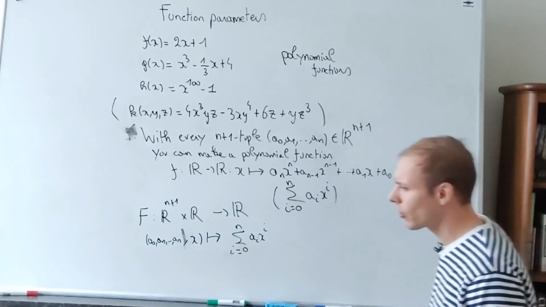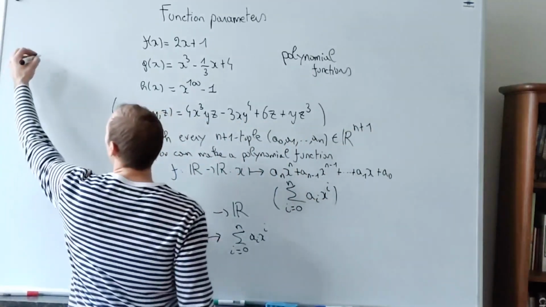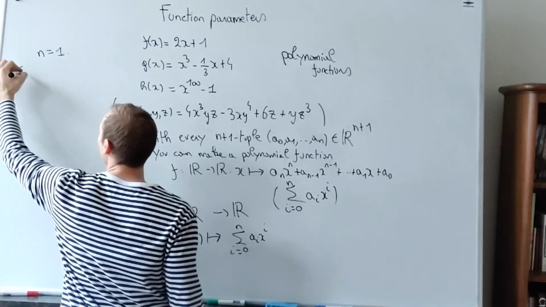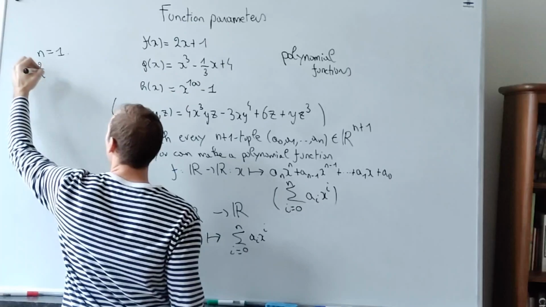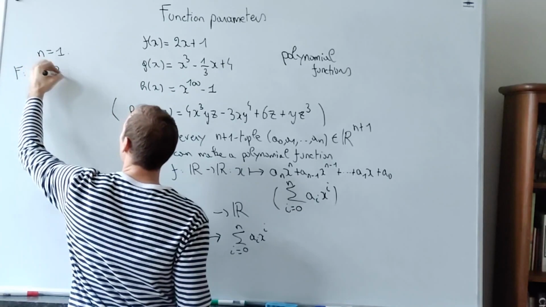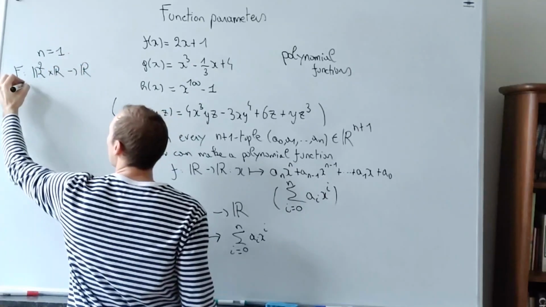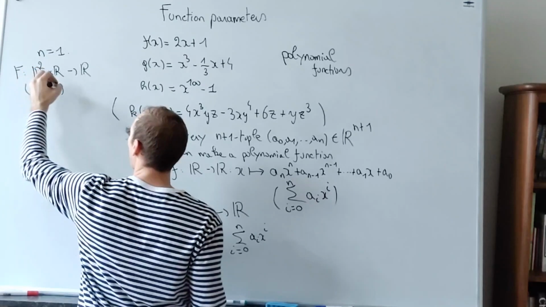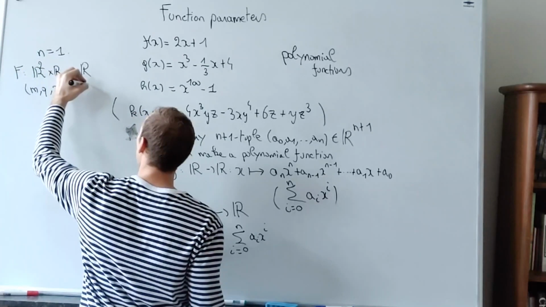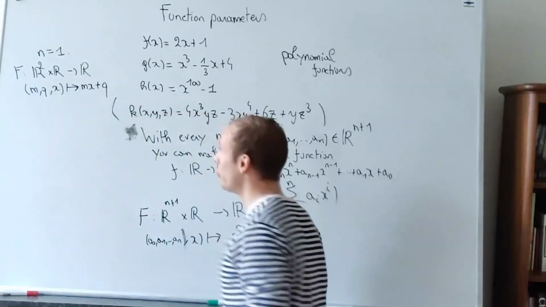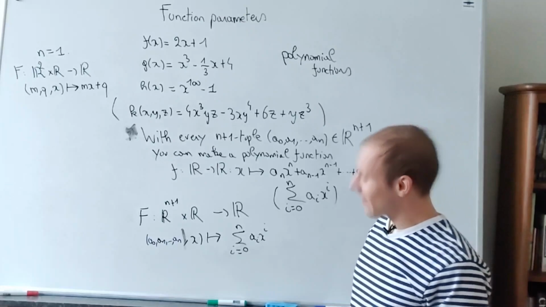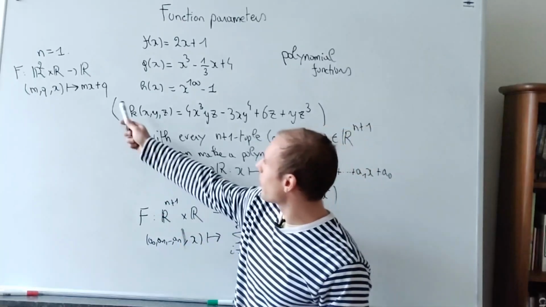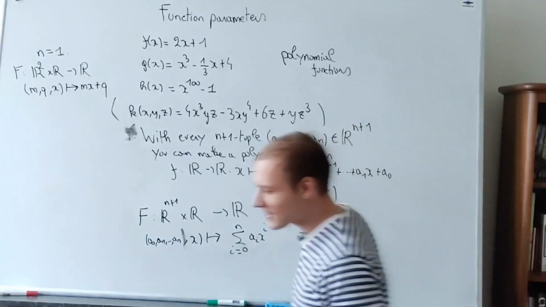Let's make this a bit more concrete by looking at an easy example where n equals 1. So how can I write this big function F now here? We're working in R squared product with R to R, and I'm going to send the tuple m, q with x to m times x plus q. And if you have studied a course on linear geometry, then you know that these functions mx plus q give the equations of lines.